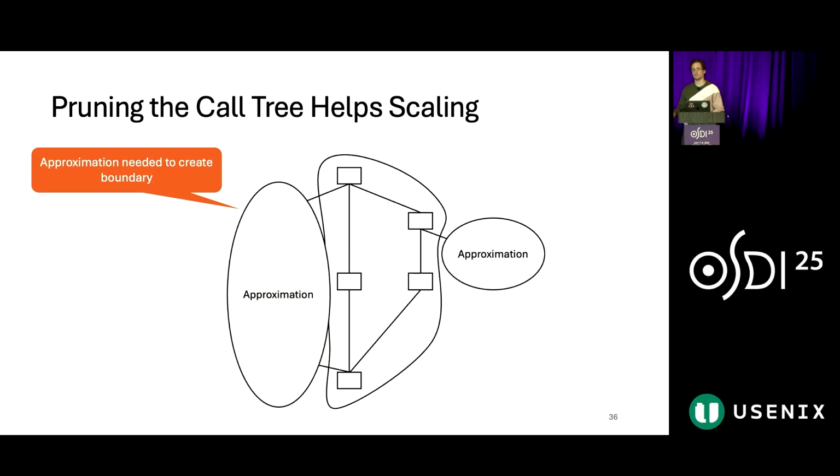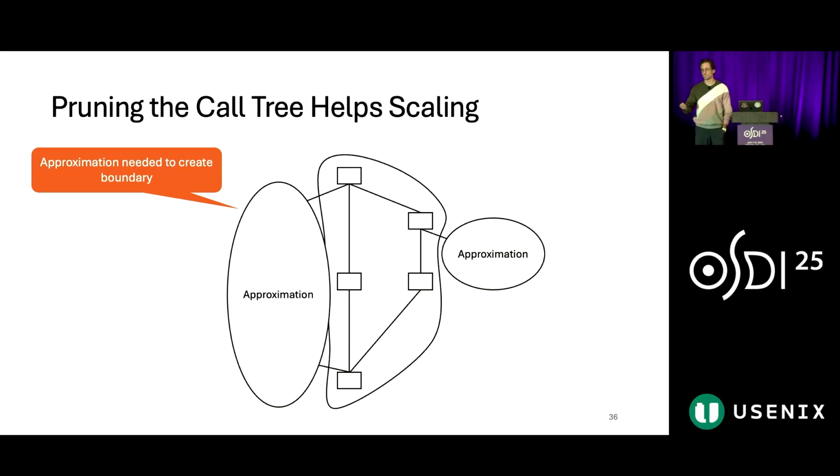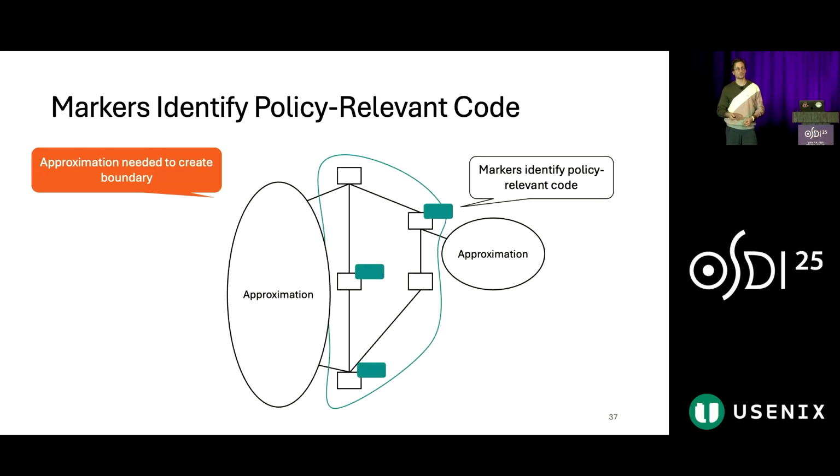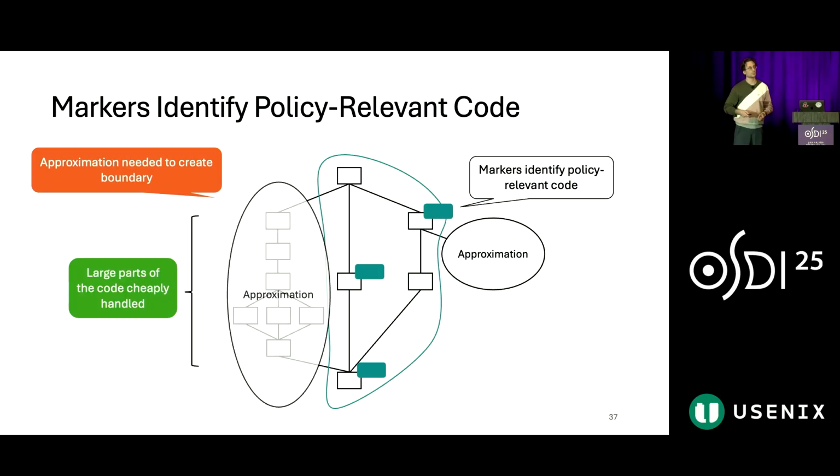Now, how can Paralegal possibly identify the parts of the code that are relevant? This is where the markers come in again. And they tell us which of the nodes could possibly be relevant to the outcome of running or checking the policy. And so this allows Paralegal to cheaply approximate a large part of the program while still maintaining the same accuracy.